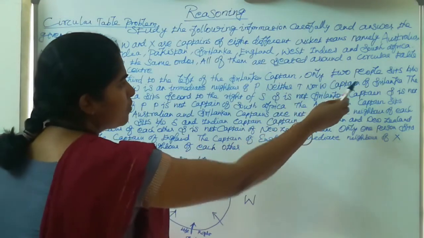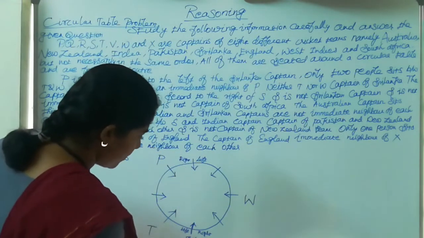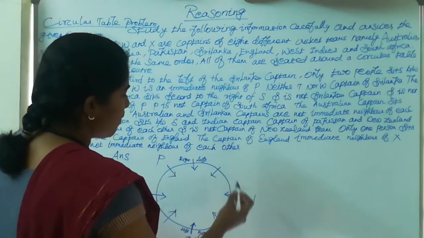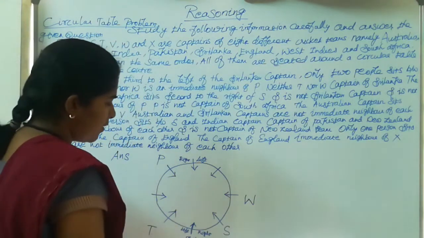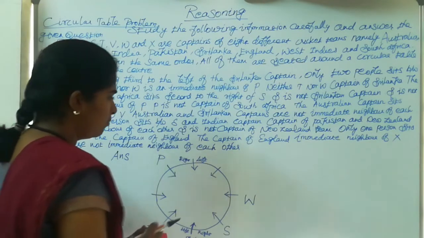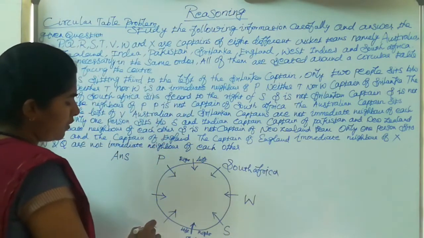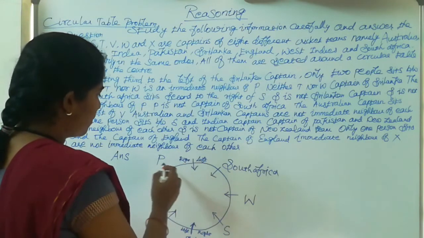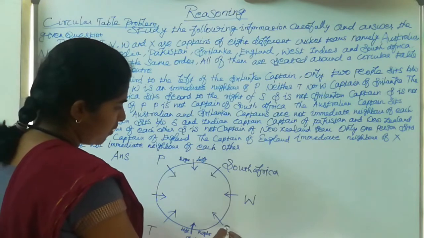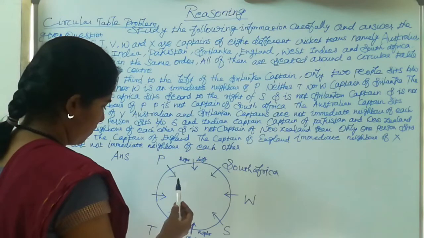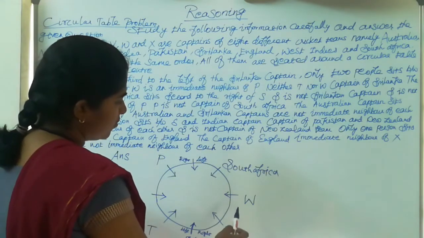Neither T nor W is captain of Sri Lanka. The captain of South Africa sits second to the right of S. S is not the Sri Lankan captain, so I write S here. S is second right, the captain of South Africa. T and W and P are already placed, so S's place is the neighbor of Sri Lanka, and second to the right of S is South Africa.